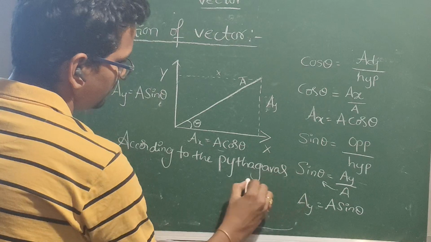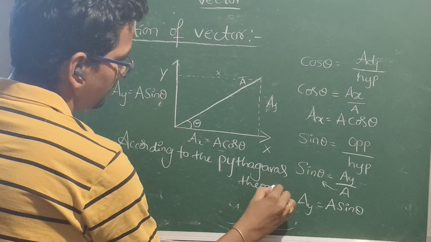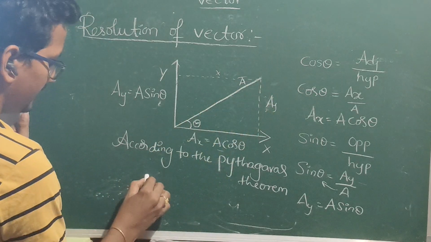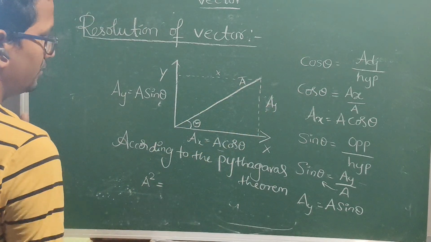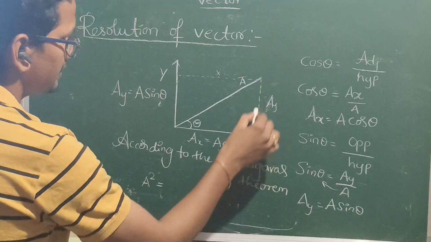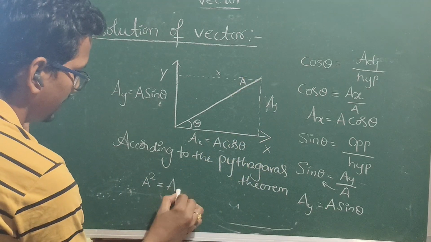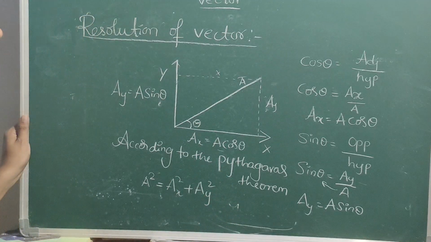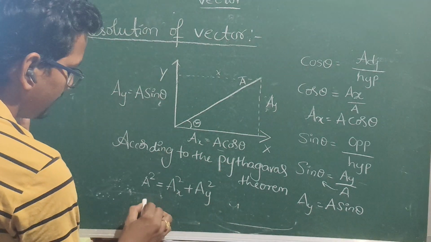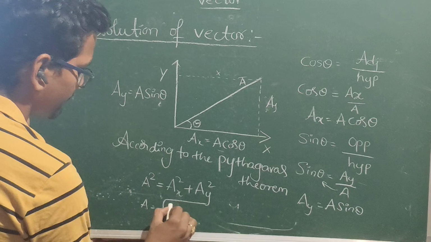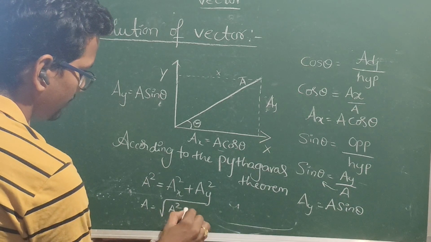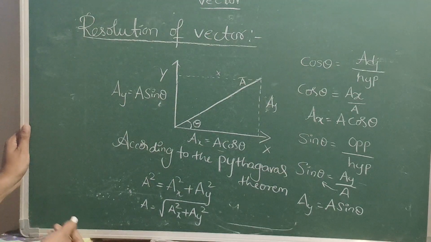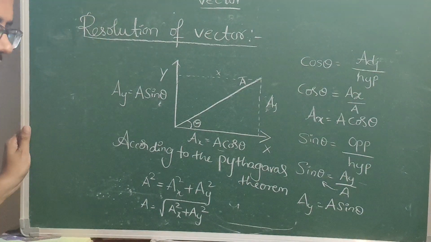Pythagoras theorem. What is the Pythagoras theorem? The hypotenuse squared, A squared, is equal to side squared plus side squared, meaning Ax squared plus Ay squared. Then A is equal to the square root of Ax squared plus Ay squared.